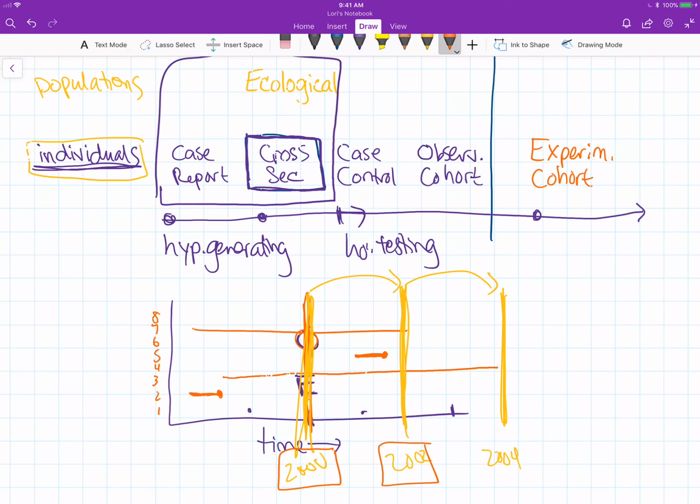Same thing with NHANES. We may do that repeatedly over time, and that allows us to kind of see changes in the frequency of different risk factors, changes in the frequency of disease, but they're different people who we're studying over time. And so don't let that confuse you. Don't start thinking that all of a sudden this is now a longitudinal study, which is kind of more over here. So just because we repeat the study over time, a cross-sectional survey does not make it longitudinal.